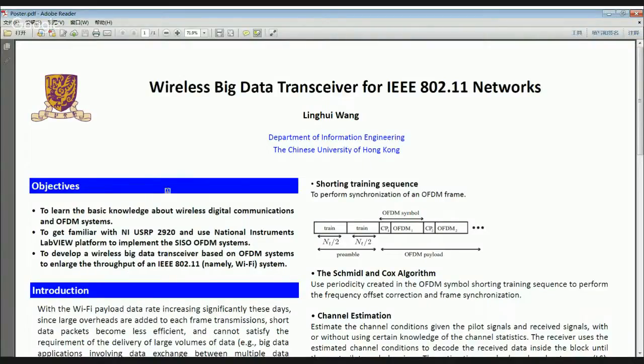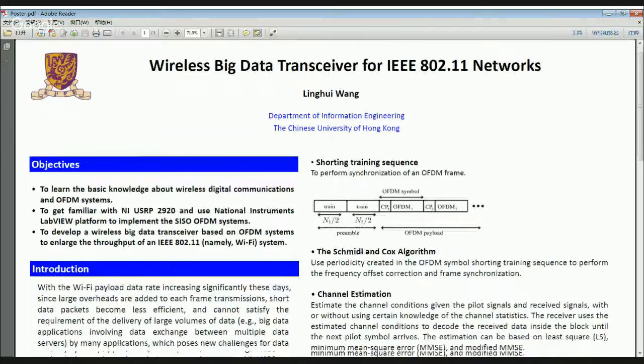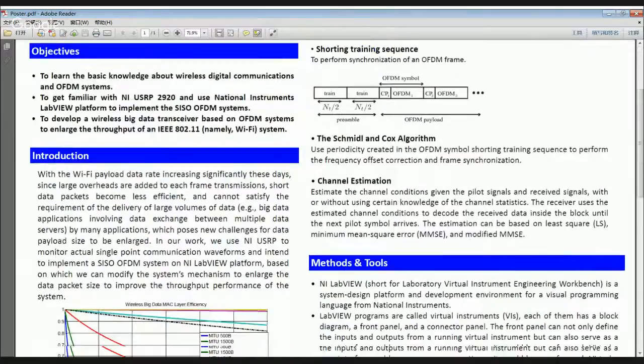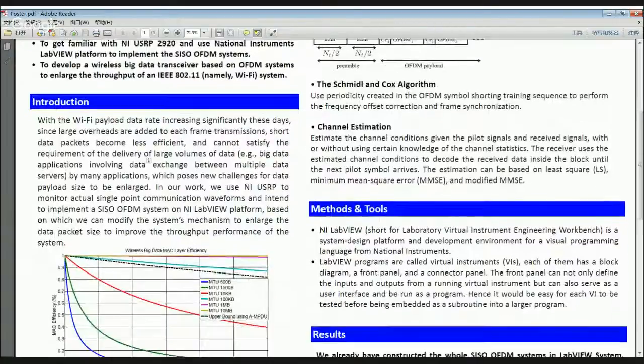Okay, now let's begin my presentation about my project. My project title is Wireless Big Data Transceiver for IEEE 802.11 networks. My name is Wang Linghui. And first, let me introduce my motivation part.